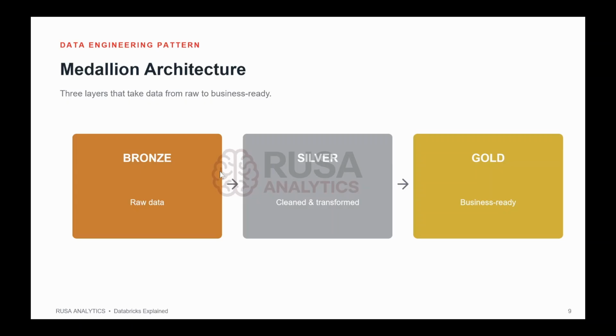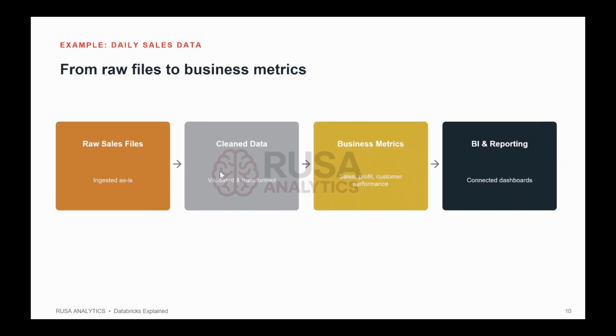For example, imagine a company receiving sales data every day. The raw sales files can first be ingested into the bronze layer. Then the data can be cleaned, validated, and transformed in the silver layer. Finally, important business metrics such as total sales, profit, and customer performance can be prepared in the gold layer. These gold tables can then be connected to business intelligence and reporting tools.